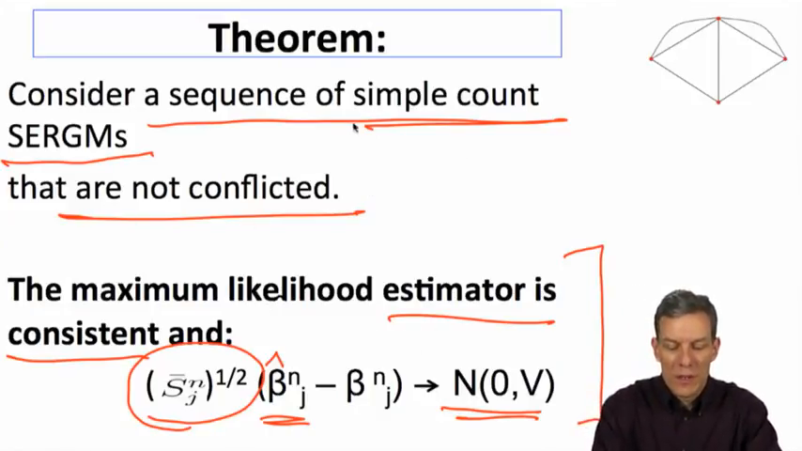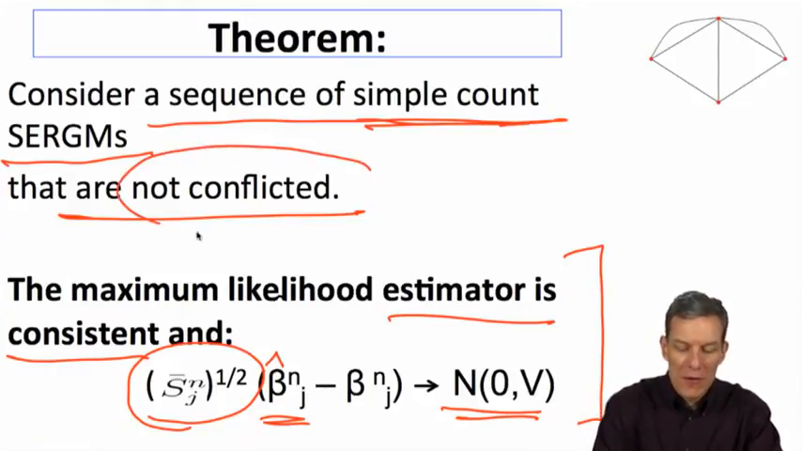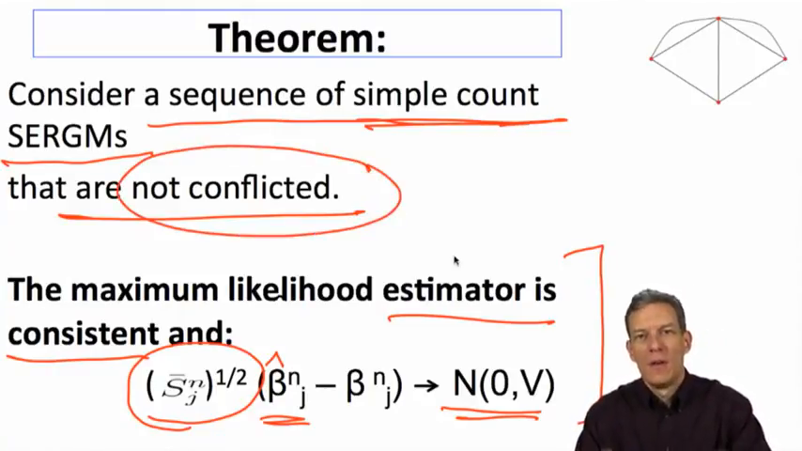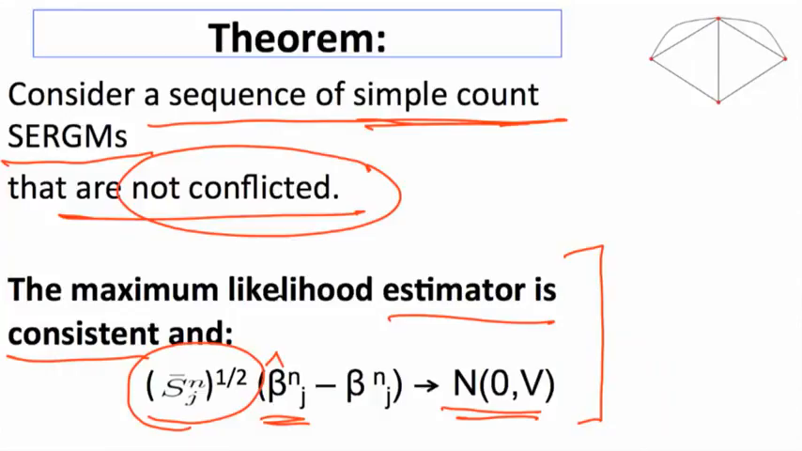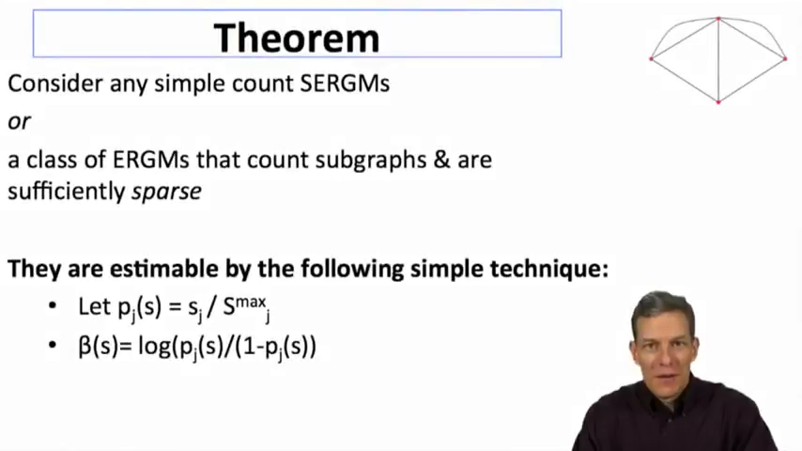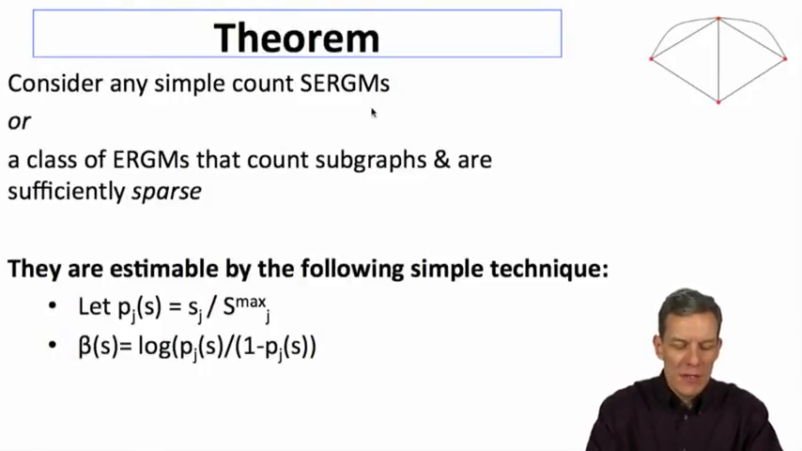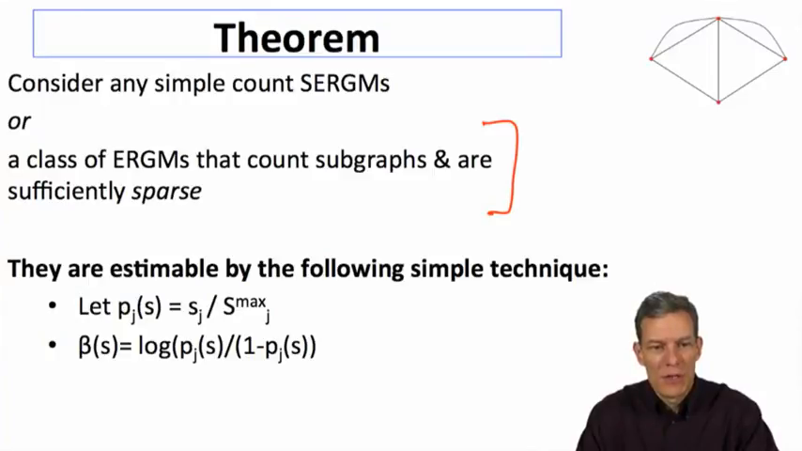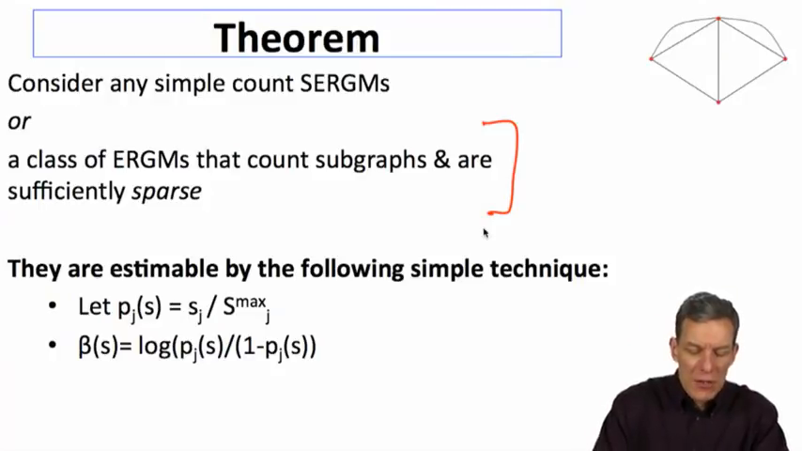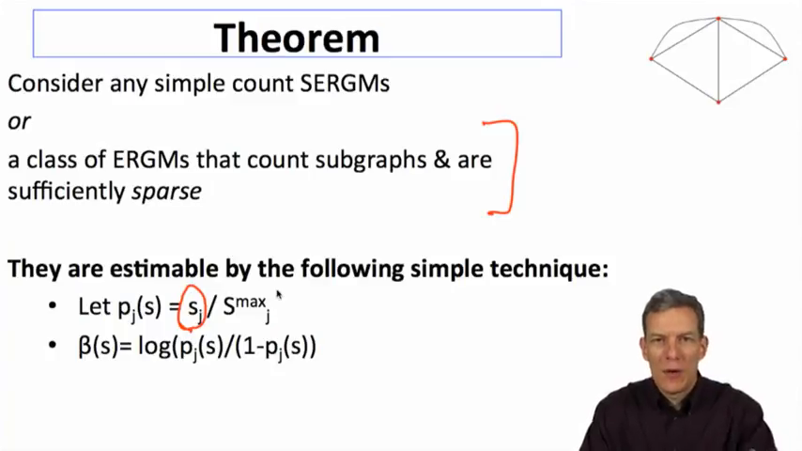So basically what we need is, if we're doing these kinds of simple count SERGMs and we don't have conflict, we get accurate estimation, and we can compute it. So now we've got some theorems that will allow us to solve a lot of these problems. One last thing before stopping for this particular segment: if we're dealing with these simple count statistics, and I'll talk about another class of ERGMs in another video that are sufficiently sparse, then an easy way to estimate them will be to just look at how many statistics were actually observed. So how many triangles did we observe?